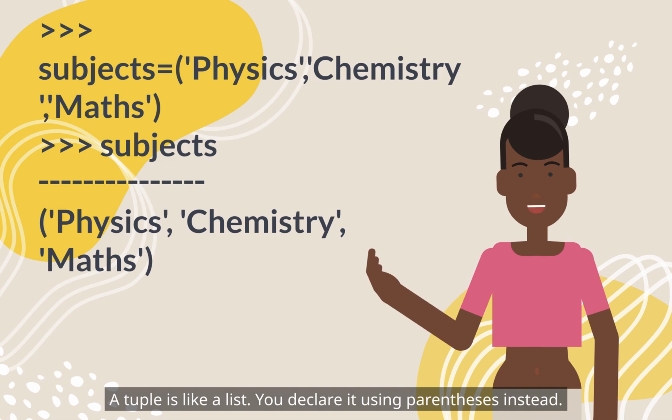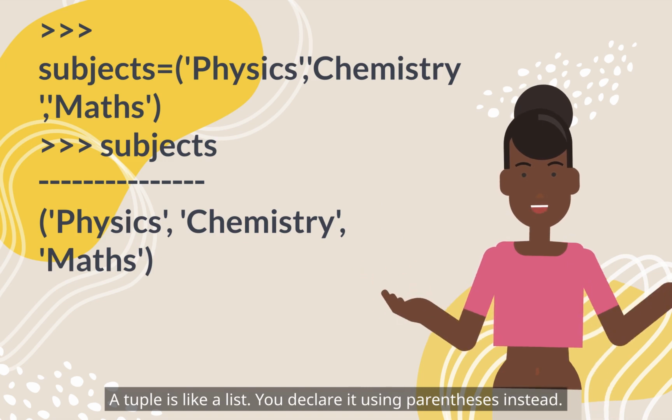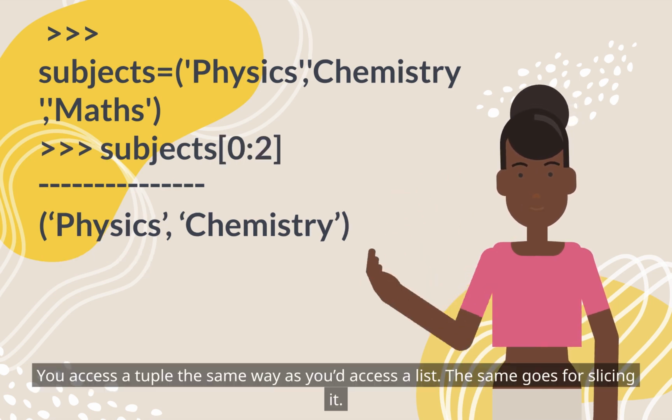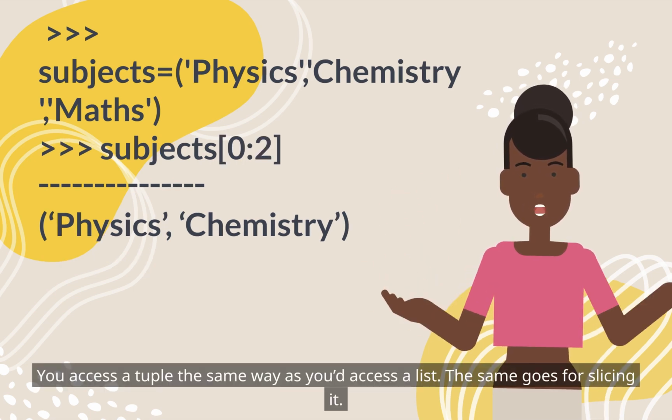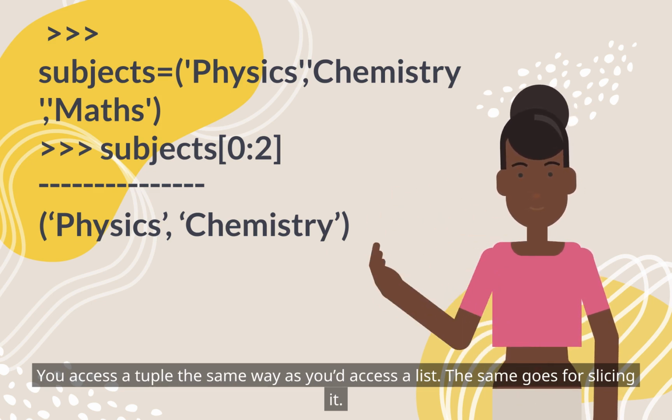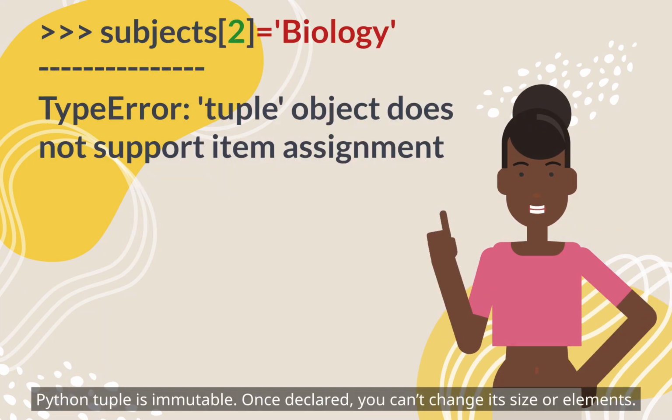A tuple is like a list. You declare it using parentheses instead. You access a tuple the same way as you'd access a list. The same goes for slicing it. Python tuple is immutable. Once declared, you can't change its size or elements.